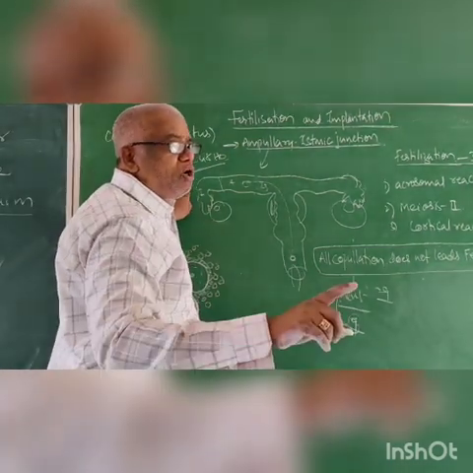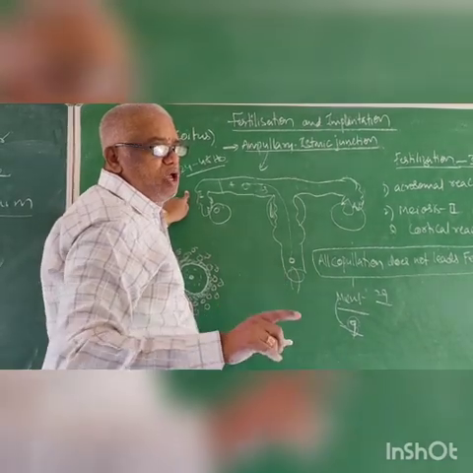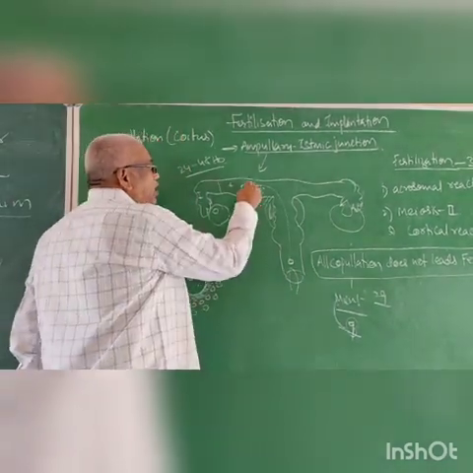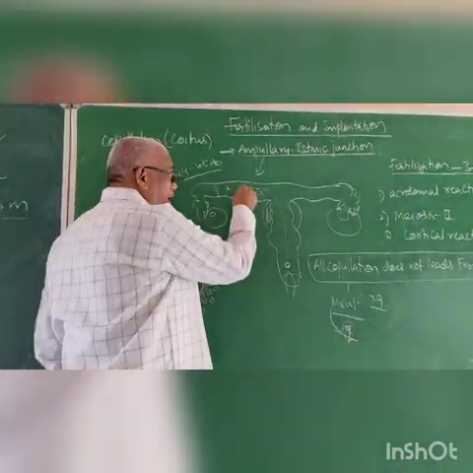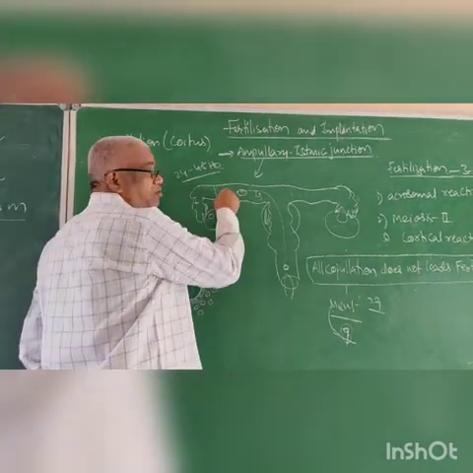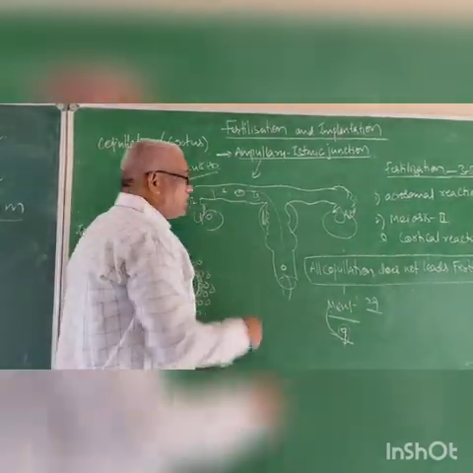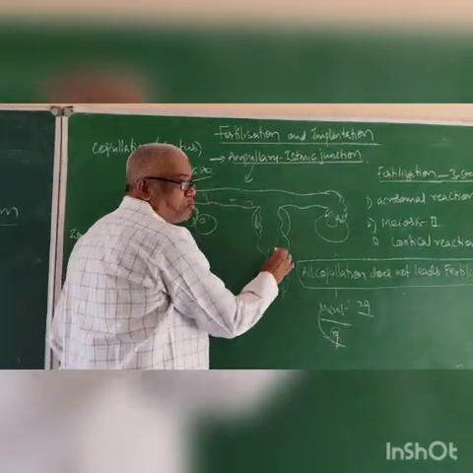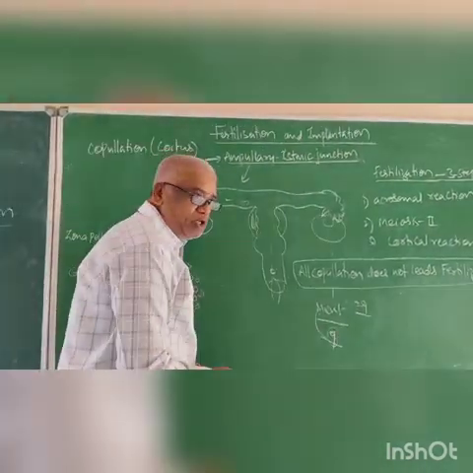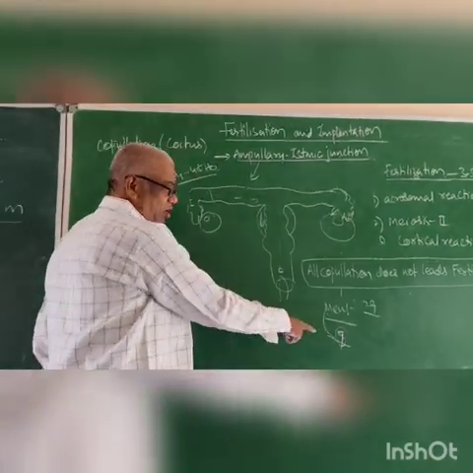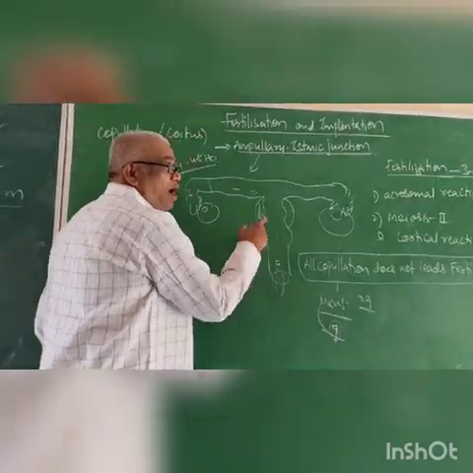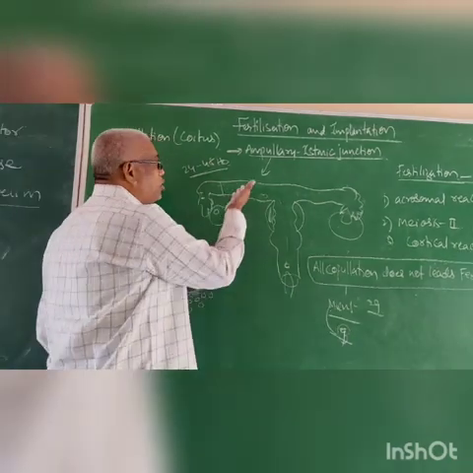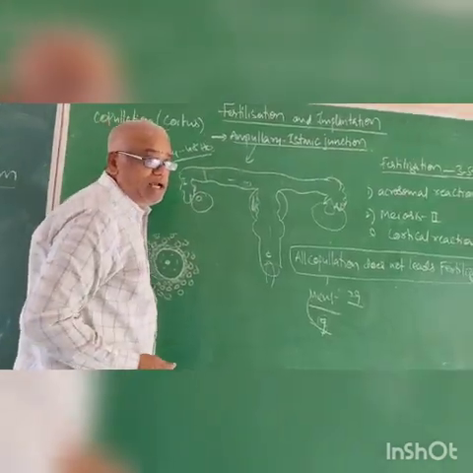That may be roughly 1 hour, 1 day to 2 days. Right. It can wait for 1 day, it can wait for 10. If the egg has not reached the ampullary-isthmic junction, all the sperms will degenerate. That means copulation is occurring on, say, the 9th day. Why does fertilization not occur? There is no egg availability.